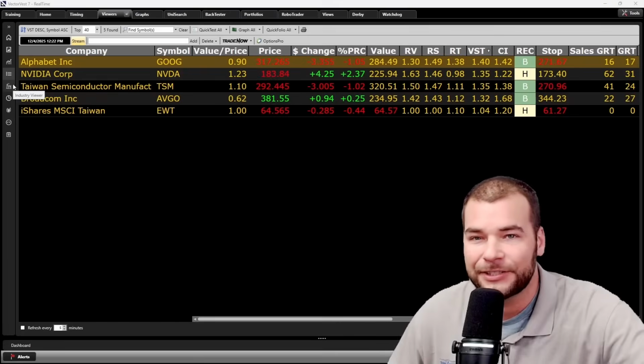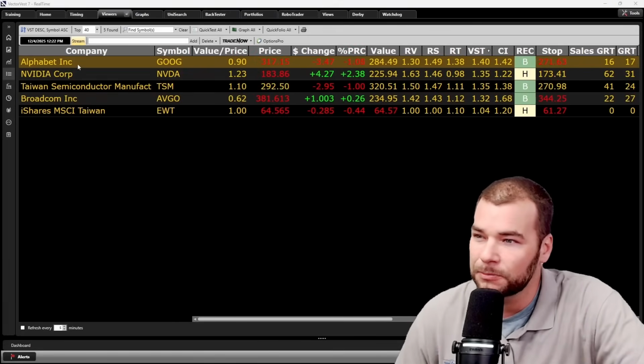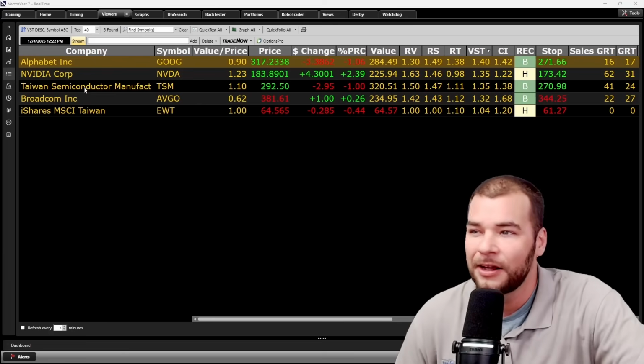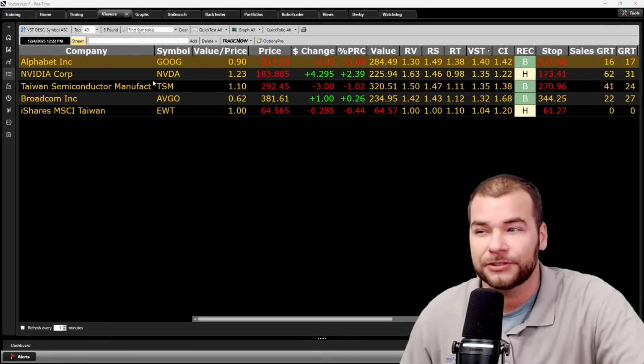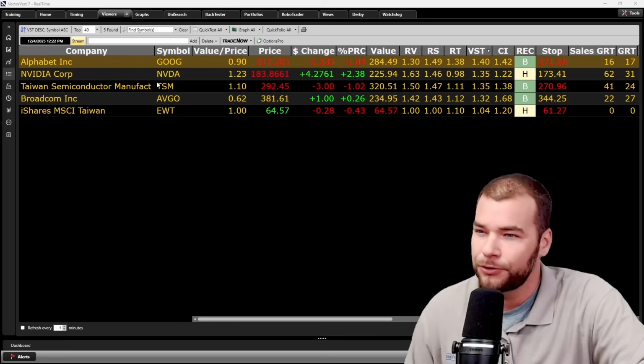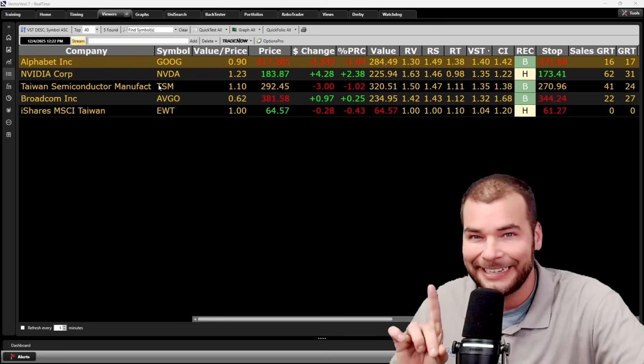All right, we're in the VectorVest software, and these are the stocks I've got for you this evening. Google, no surprise, along with Broadcom, right? In addition to that, we do have Nvidia. Now, you might be asking yourself, why do we have Taiwan Semi here? If you don't already know, they are the main manufacturer for both Google and Nvidia.